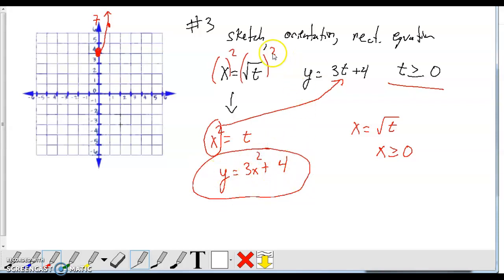So again, we sketched. We have an orientation because we have an arrow. We have a rectangular equation because we've gotten rid of our t parameters. All right. Let's try another one.